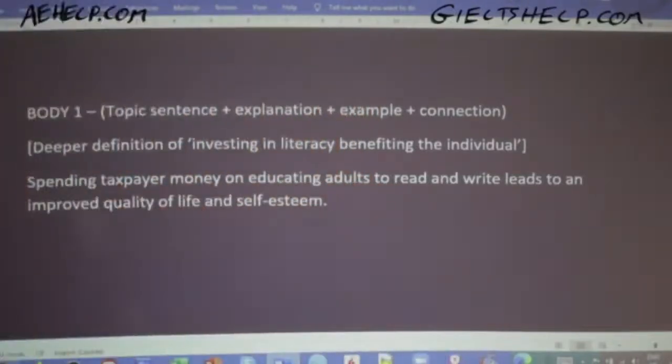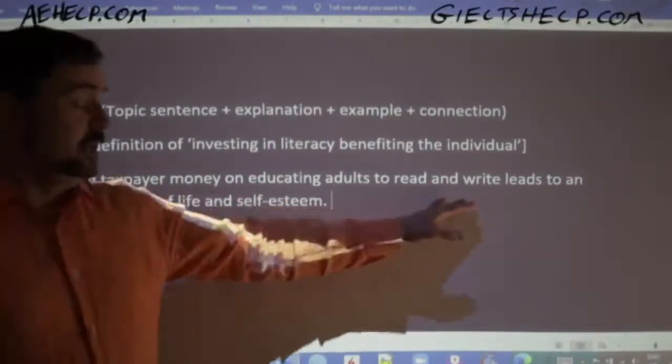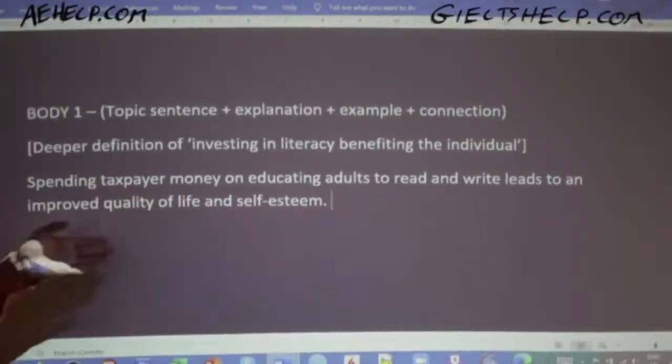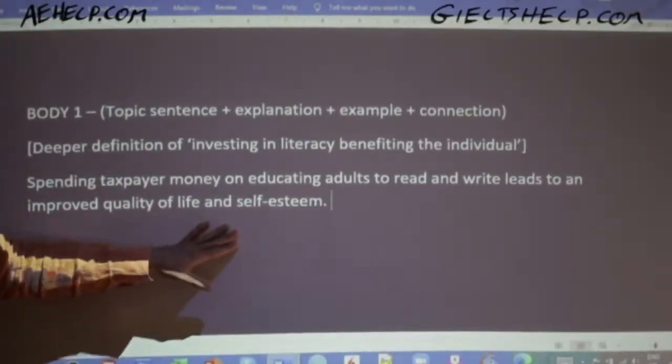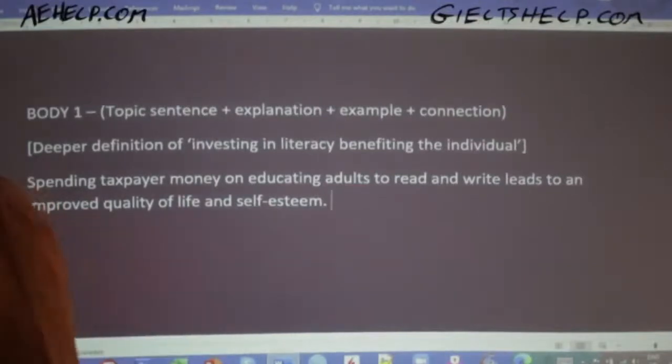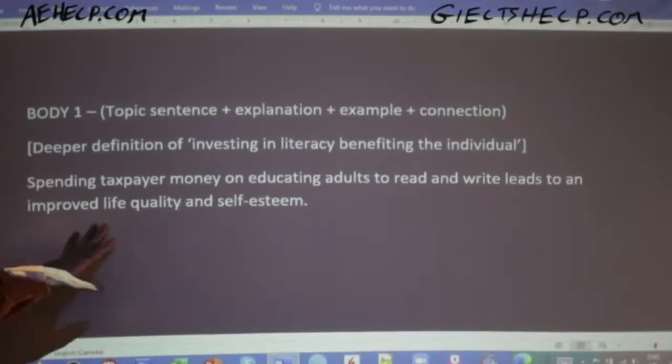Okay, this is what I said here. Spending taxpayer money on educating adults to read and write leads to an improved quality of life and self-esteem. And I'm going to parallel my grammar here. So, leads to an improved life quality and self-esteem.